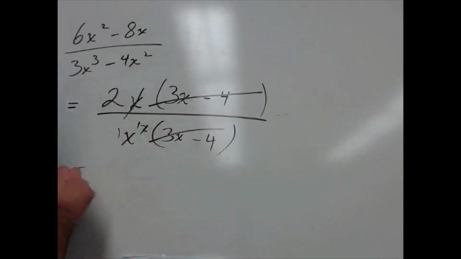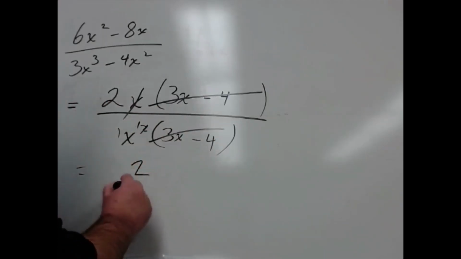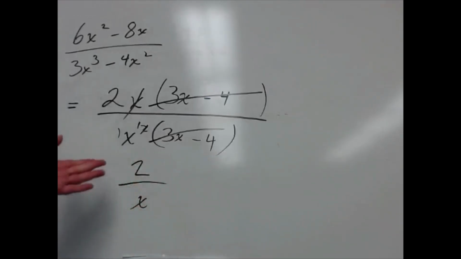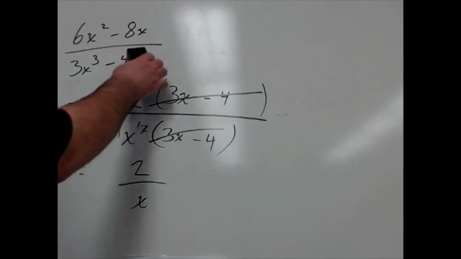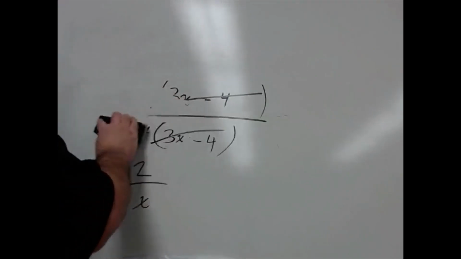So our final answer then, for my numerator, I just have 2. And for my denominator, I just have x. So my answer here is 2 over x. Alright, so let's look at another one like that and see how that one goes.